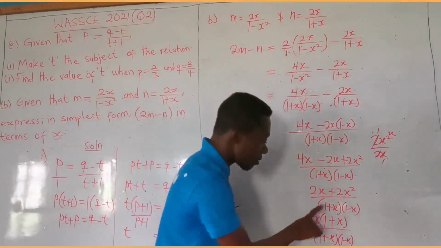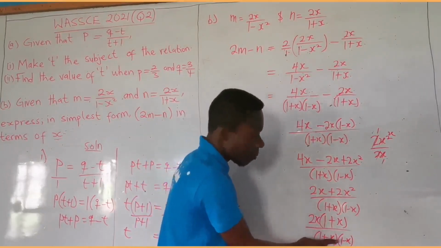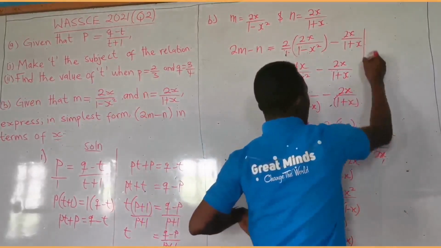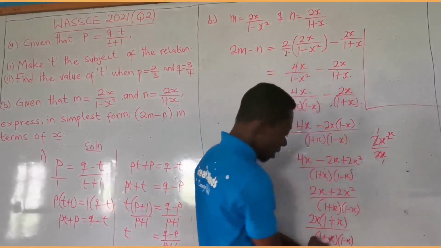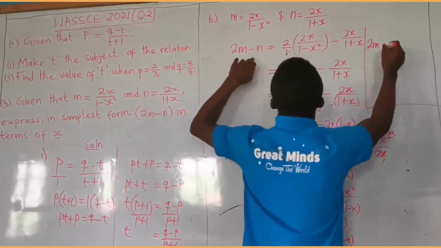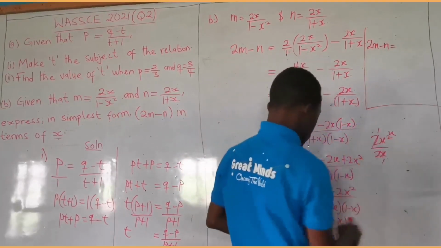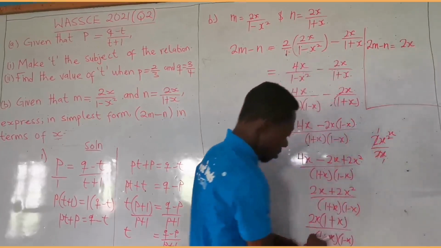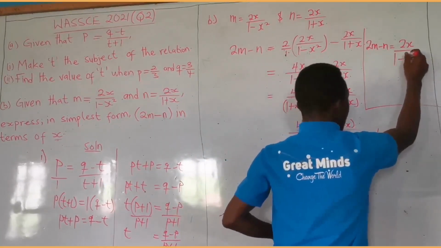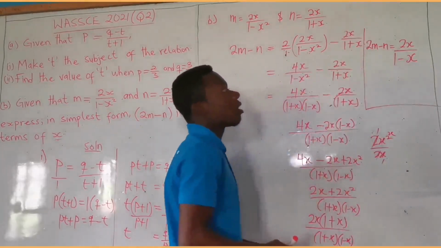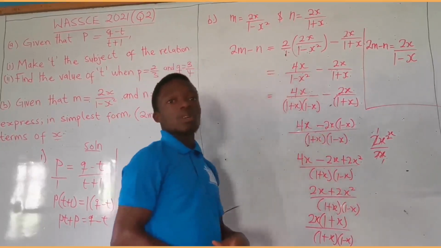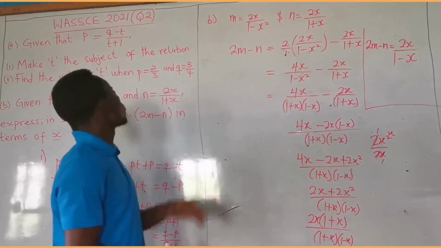So at this point, you can see that we have some similar terms, right? So 1 plus x can cancel off 1 plus x. So we can say that, let me bring it at the top here. We can say that therefore, this can cancel off this. So therefore we can say that the whole of 2m minus n is equal to 2x, for this one we'll cancel this, all over 1 minus x in that case. This is going to be your answer for this question, 2m minus n. So that's why we bring an end to question 2 on WASSCE 2021, question 2.